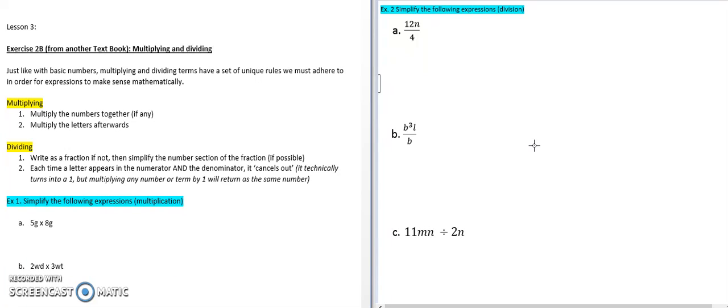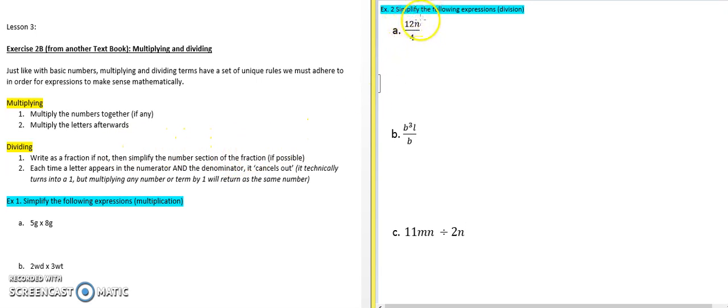Okay, division questions. Division questions require different steps, so just be careful that you're not reading multiplication, but you're on division. So, we are going to simplify 2n over 4, or 2n divided by 4. Write as a fraction if not, in this case it is a fraction. Then simplify the number section of the fraction.